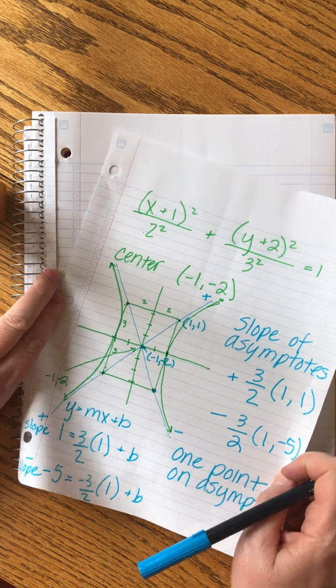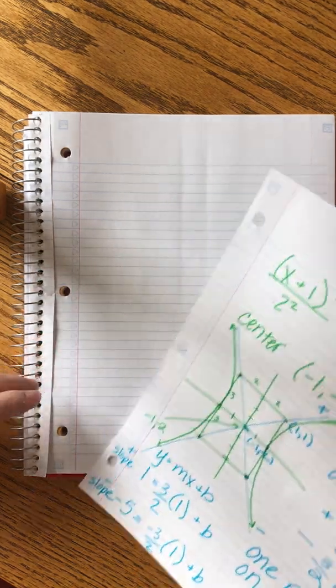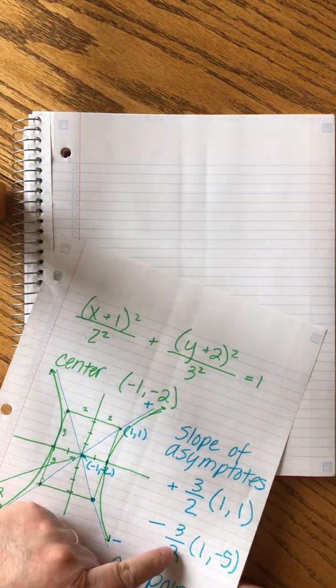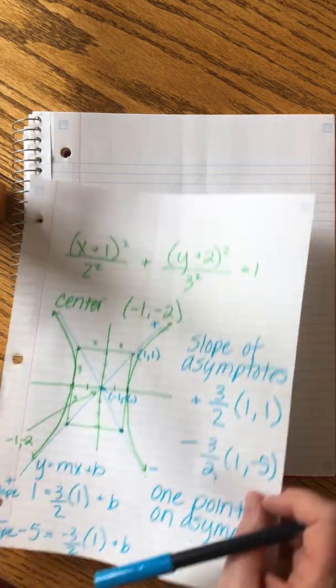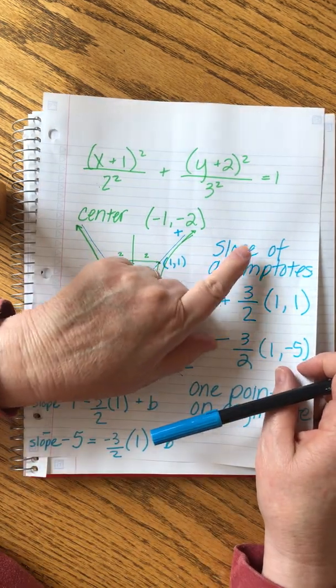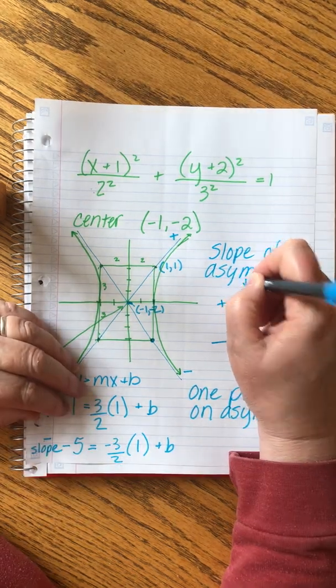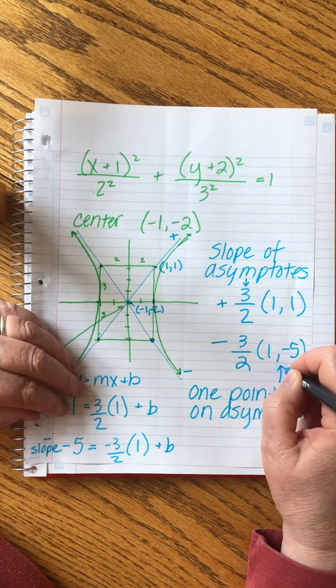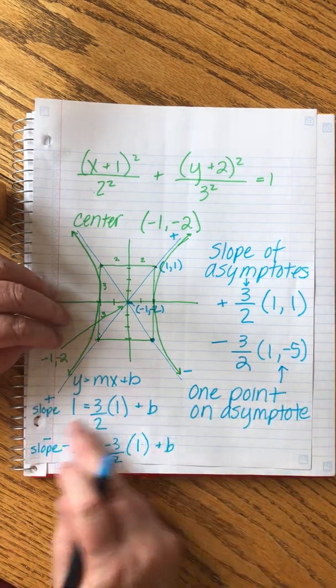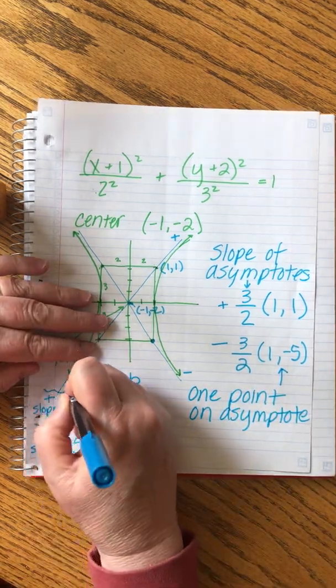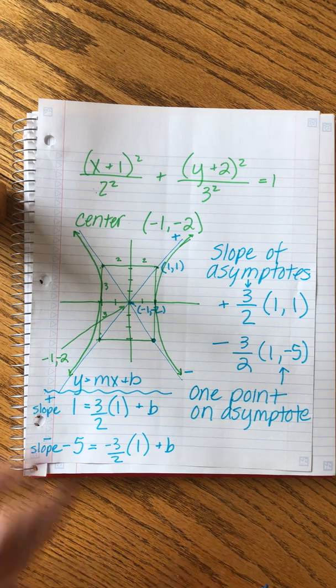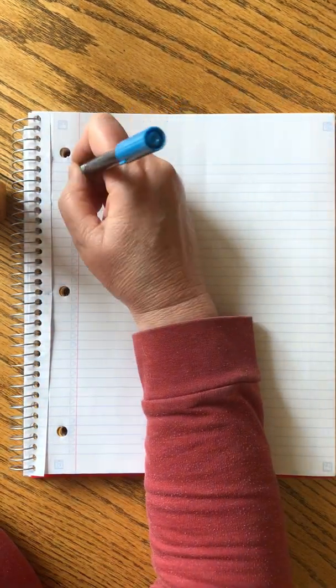I'm still using the blue ink to remind you that this is the calculation we're doing to find the slope, the equations of the asymptotes. Right, so this side is the slope, and then this is 1 point. I've matched them up together, and then I plugged them in over here. Okay, ready? So let's solve the first one first, the positive.